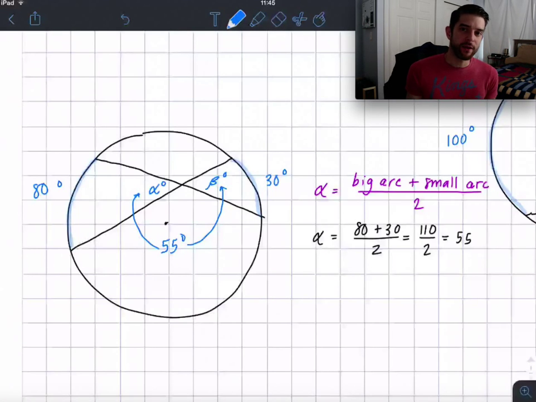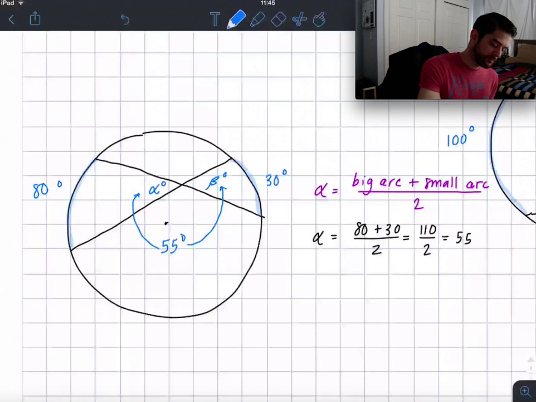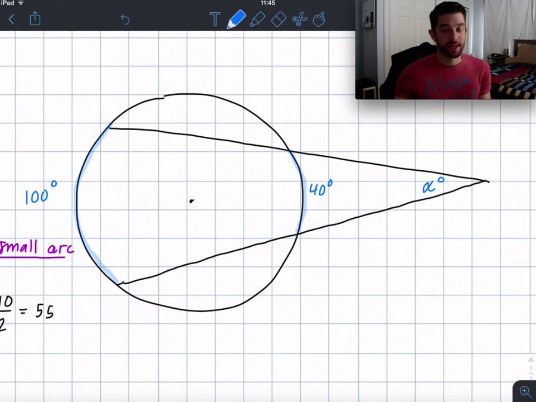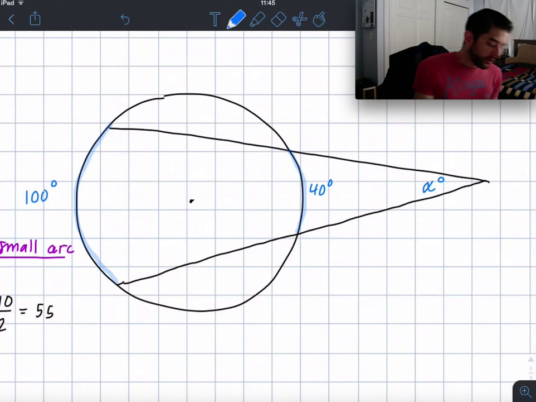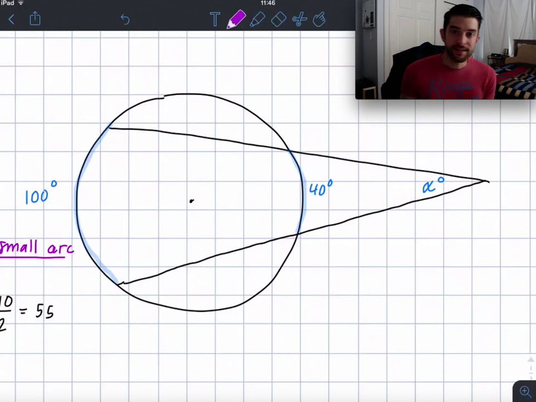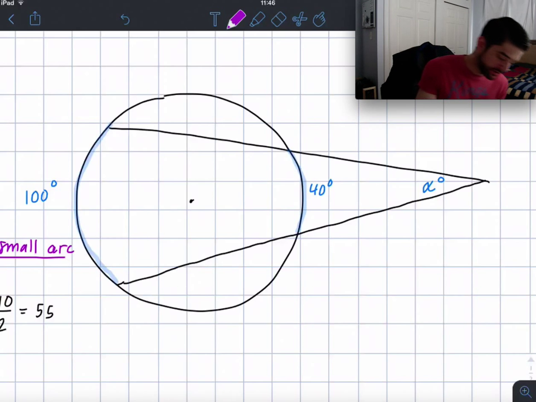What happens when the angle made by the two lines is outside, like in this example? If I extended them, they'd be secant lines. I have two lines that intercept two arcs in a circle, but they intersect outside. This is a little different, and this is why I wrote that formula the way I did, because in this case I don't average them. I take the big arc, I subtract the small arc, and divide by 2.